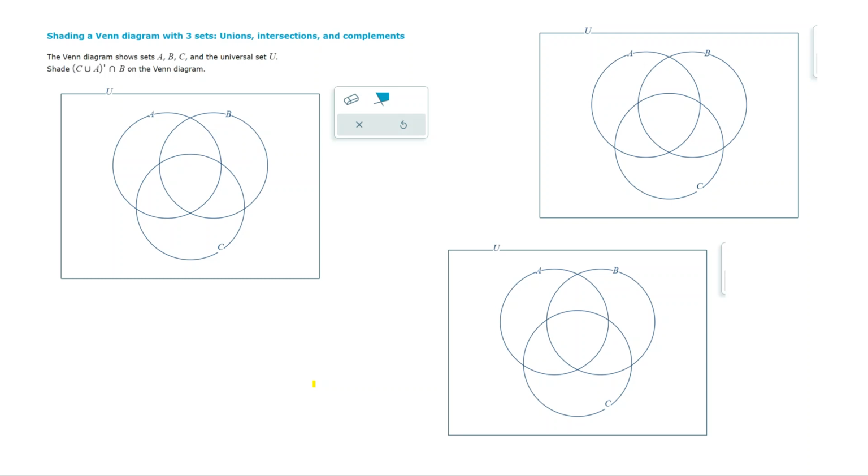Everybody, I want to talk about these 3-set Venn diagrams because I'm getting some questions about them. After I took a look at these again, I really remembered some of the things that I do when I have a complicated problem like this. So let's talk about that.